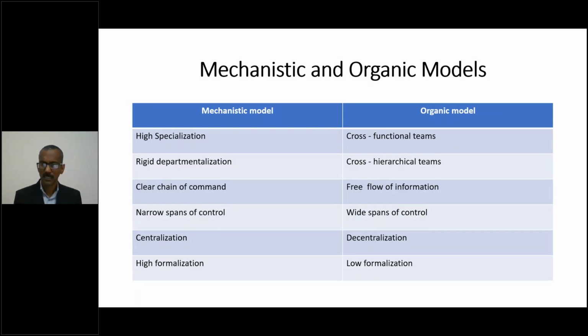Now, what are the advantages of these two? Can you just think about these two design options? If you adopt a mechanistic model in your company, what will happen? If you adopt an organic model of design, what will happen? Just think about it.